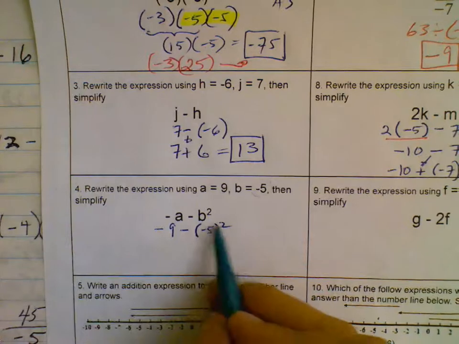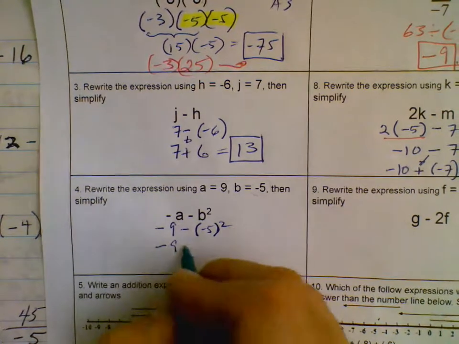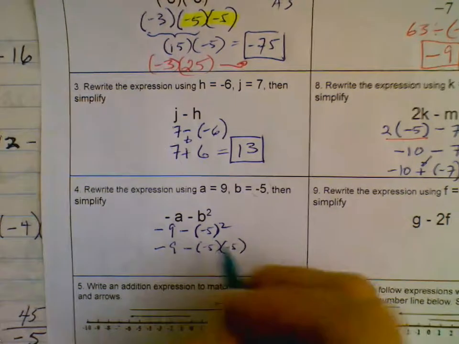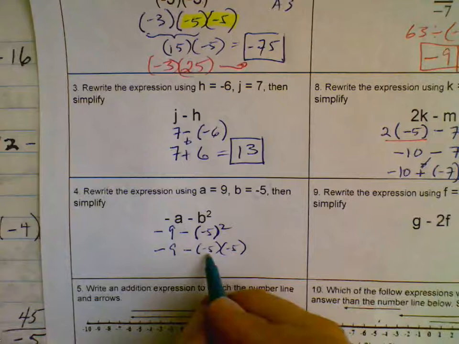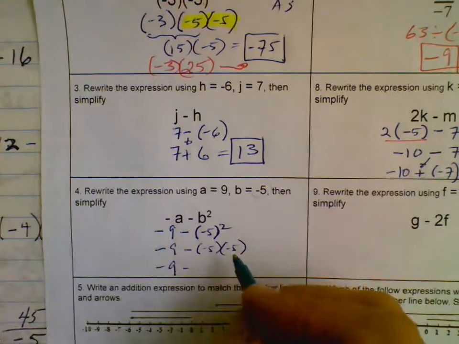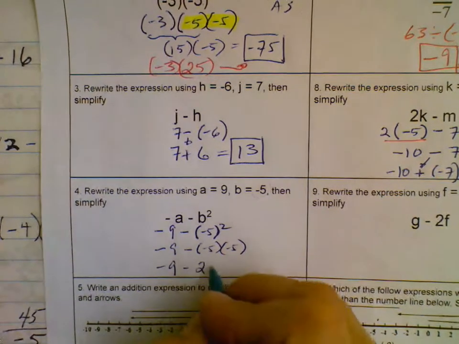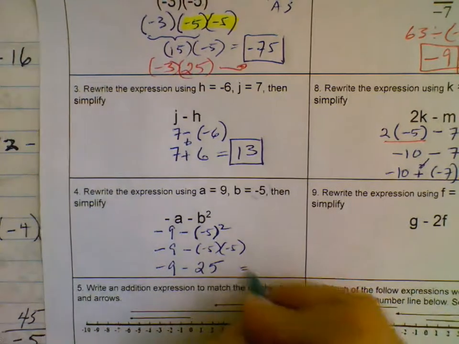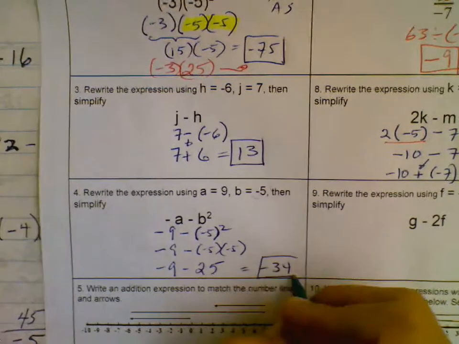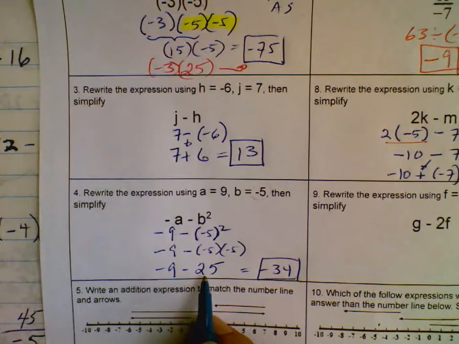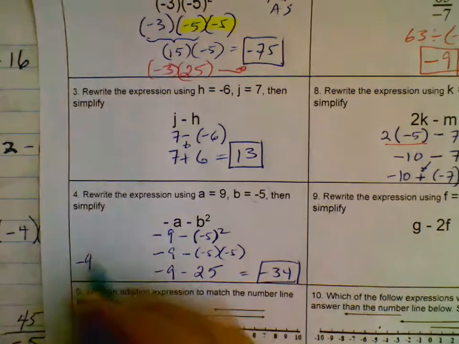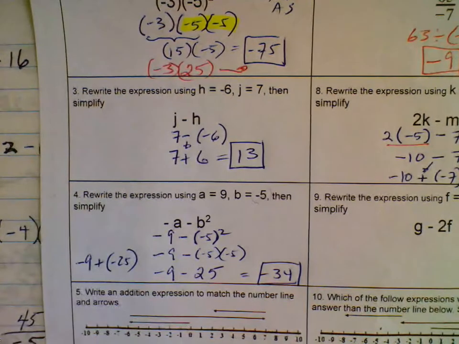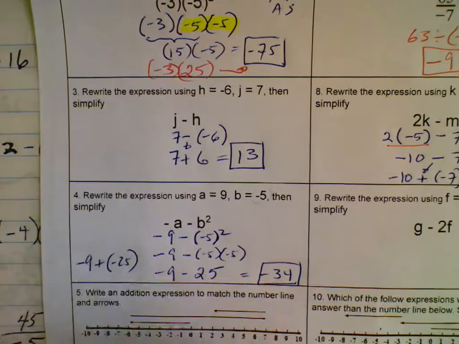So again, I have to do my exponents first. So I have negative 9 minus. So this becomes negative 5 times negative 5. So I have a multiplication problem here. I have negative 9 minus negative 5 times negative 5 is 25. So negative 9 minus 25, negative 34. If I wanted to see this as an addition problem, I have negative 9 plus the opposite of 25, negative 25. Again, the answer would be negative 34.